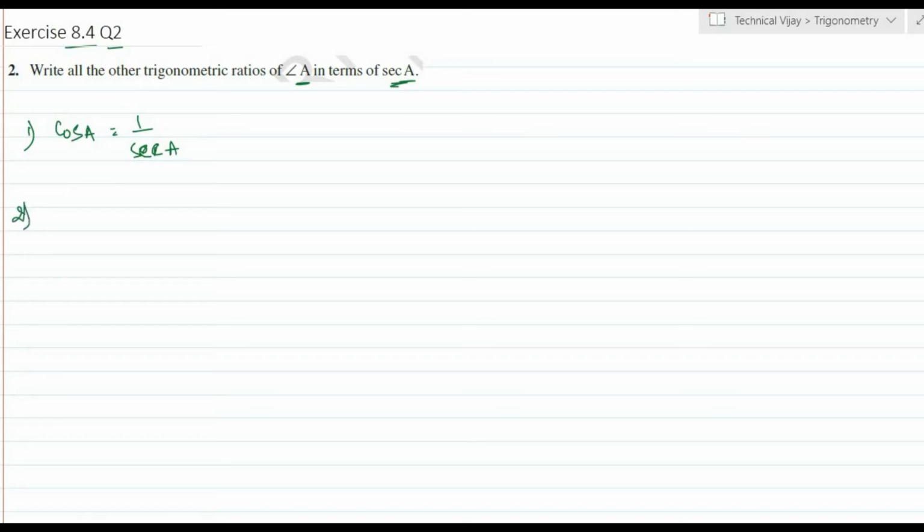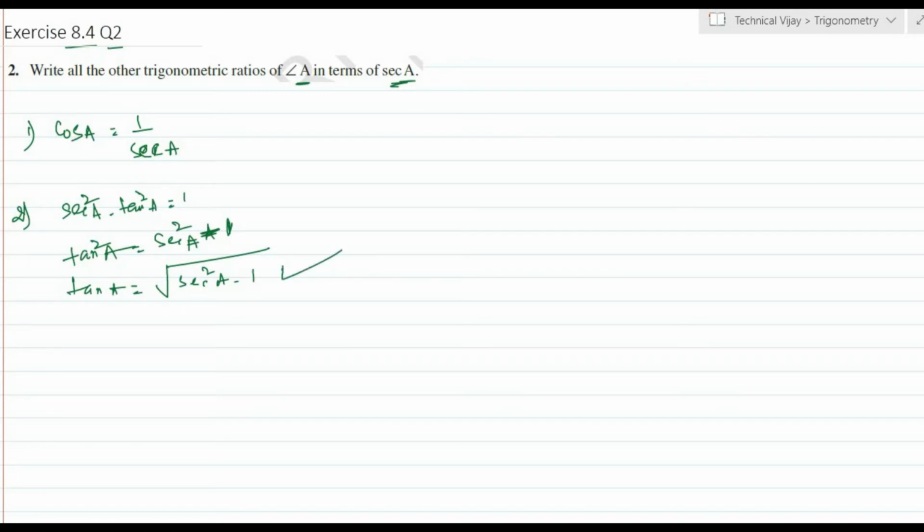Now second one. We know that secant square A minus tan square A is equal to 1. So tan square A is equal to secant square A minus 1. So tan A is equal to the square root of secant square A minus 1. See here, this tan we have written in terms of secant, and cos we have written.